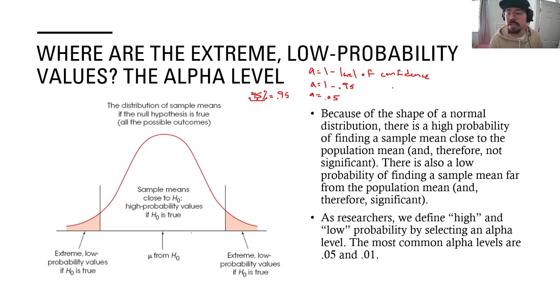We could do the same thing with an alpha level where we want to determine it for, instead of 95%, let's say 99%. We can plug in the same formula: 1 minus 0.99 leaves us with an alpha level of 0.01.